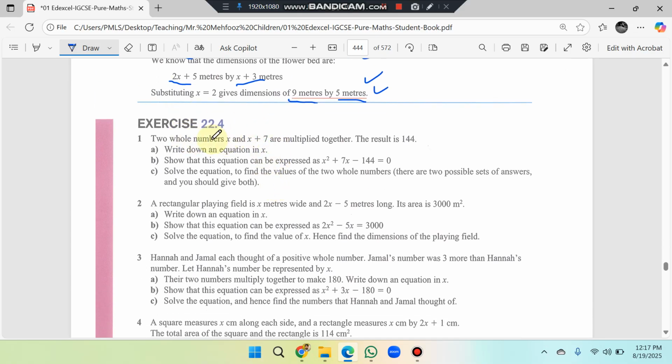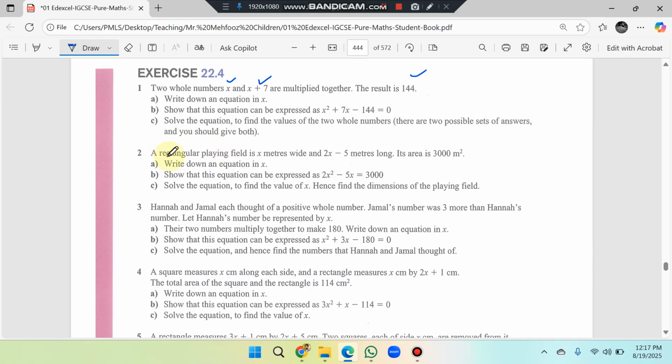Again, in question number 1, you can see that the whole numbers x and x plus 7 are multiplied together. The result is 144. So we have to multiply these numbers and your answer will be equal to 144. After that, when we multiply these numbers and put it equal to 144, you get your quadratic equation. Then you can solve it by using one of these three methods.